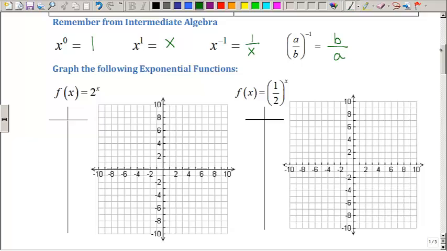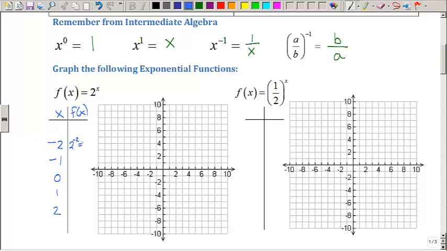The next thing we're asked to do is to graph the following exponential functions. f of x equals 2 to the x is an exponential function because 2 is a number and x is the variable in the exponent. Similarly, f of x equals 1/2 to the x is also an exponential because 1/2 is a constant or a number, and x, the variable, is in the exponent. So for my first function, I'm just going to pick some values, -2 through 2, and plug in those values.